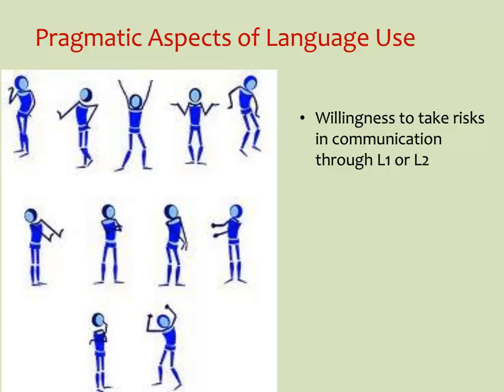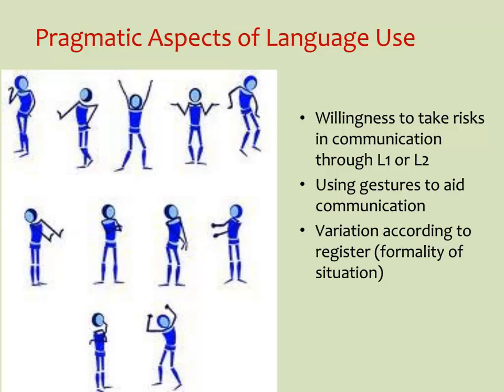Extroverts typically have an easier time in the initial stages of language learning because they're more likely to blurt something out in order to try to communicate. Gestures can aid communication, but gestures are culturally based. Another pragmatic aspect of language use has to do with register, how we change how we talk, depending on the level of formality and the relationship to the speaker.